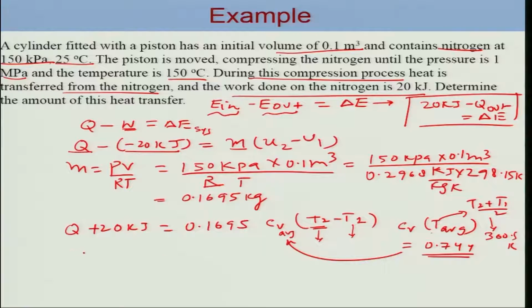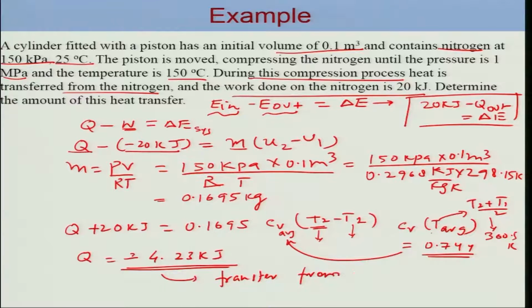So the Q value turns out to be minus 4.23 kilojoules, which essentially means there is a transfer from the system to the surroundings, as of course the question was mentioning.